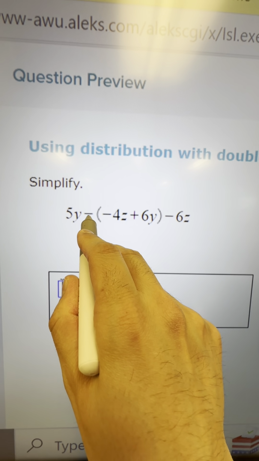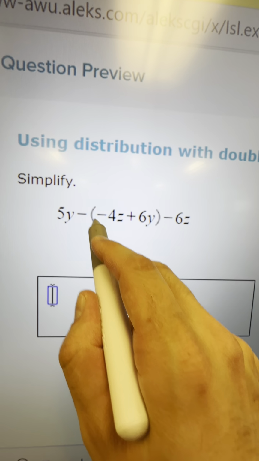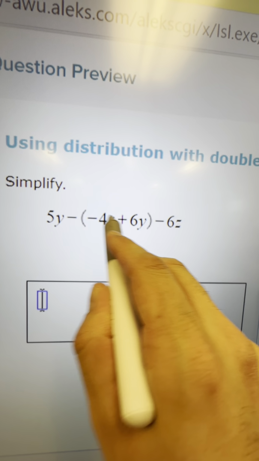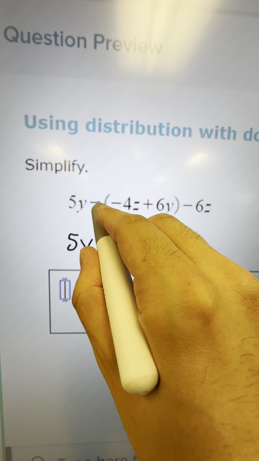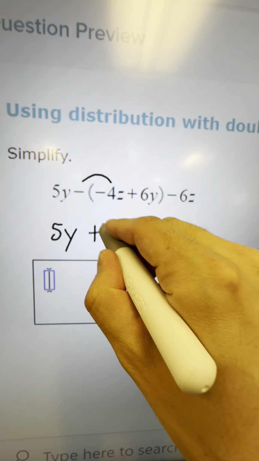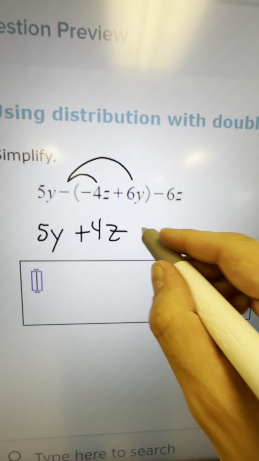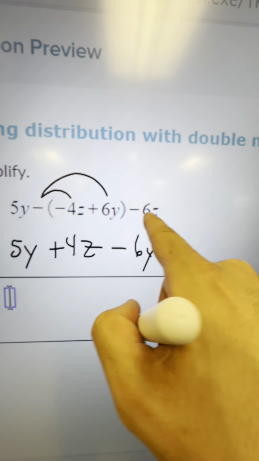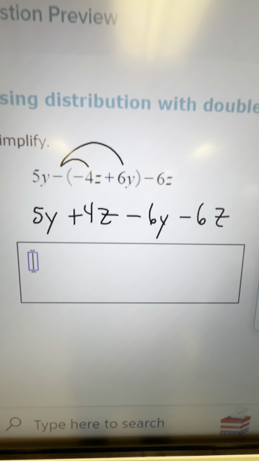So here, notice that we have minus in front of the parentheses, but there's no number to distribute. So what I do in this case is I think of, when I distribute the minus, everything here is going to become the opposite sign. In other words, I'm going to have 5y. And then when I distribute the negative, this is going to make this here the opposite of negative 4z, which is positive 4z. And then if I distribute the negative over here, it's going to make this sign opposite, which is minus. And then it's going to be 6y. And once you take care of the distribution, you bring down the last term, minus 6z. And you have survived the first part.